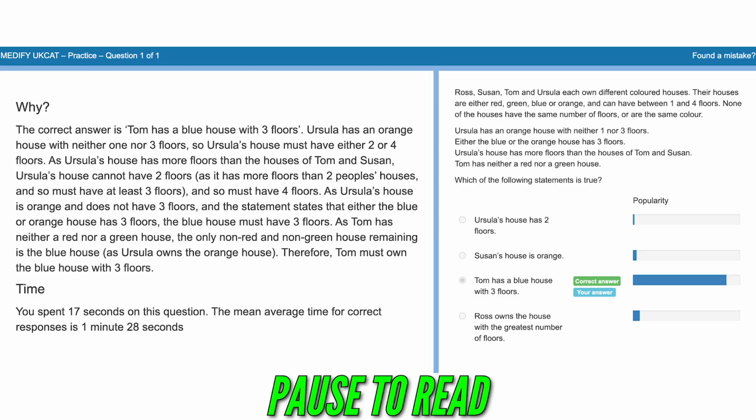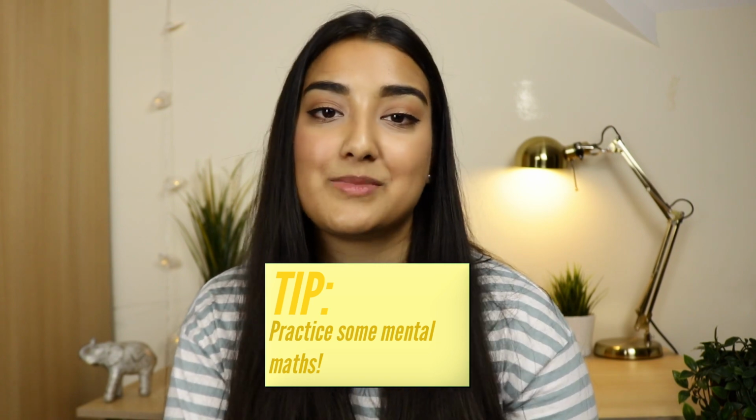So we actually didn't need to work out what house Ross has and what house Susan has. So you need to think about saving time where possible, and also a variation of this type of question is that it could involve some numbers or some maths. So make sure you do brush up on your mental maths and being able to do quick sums in your head. And look out to see if you can eliminate answers early on so that you don't need to work out the full question.